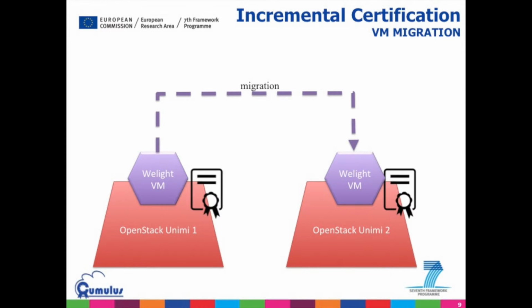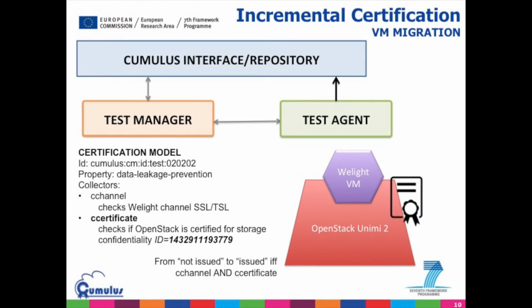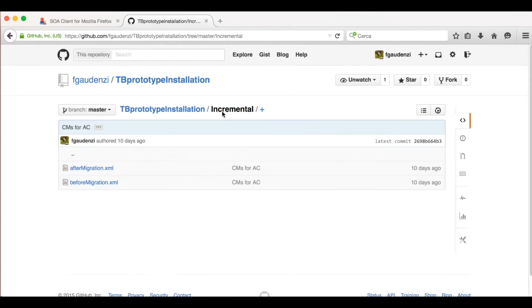Let's consider now a typical cloud event, a VM migration. The Wolite VM migrates from OpenStack 1 to OpenStack 2. The VM is still exactly the same, but the infrastructure manager could not satisfy the same characteristics the previous one had. Due to this fact, the new certification model differs from the previous one only for the cCertificate collector, which doesn't refer anymore to OpenStack 1 but to OpenStack 2.